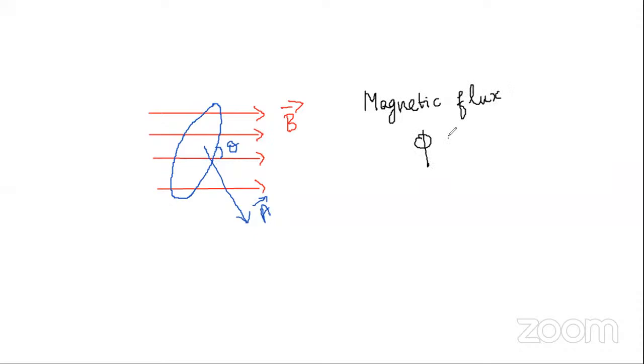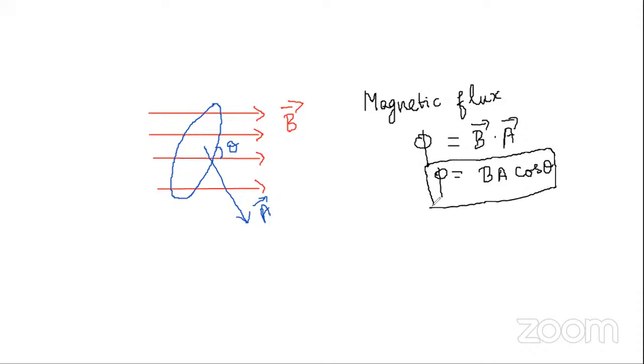Magnetic flux is represented by phi, that is B dot A, the dot product of the magnetic field B. Usually it is called magnetic field, but the exact term for B is magnetic induction. So phi equal to vector B dot vector A. Since this is a dot product, you can replace the dot by cos theta. So phi equal to BA cos theta. It is the expression for magnetic flux passing through this area, and magnetic flux is a scalar quantity.